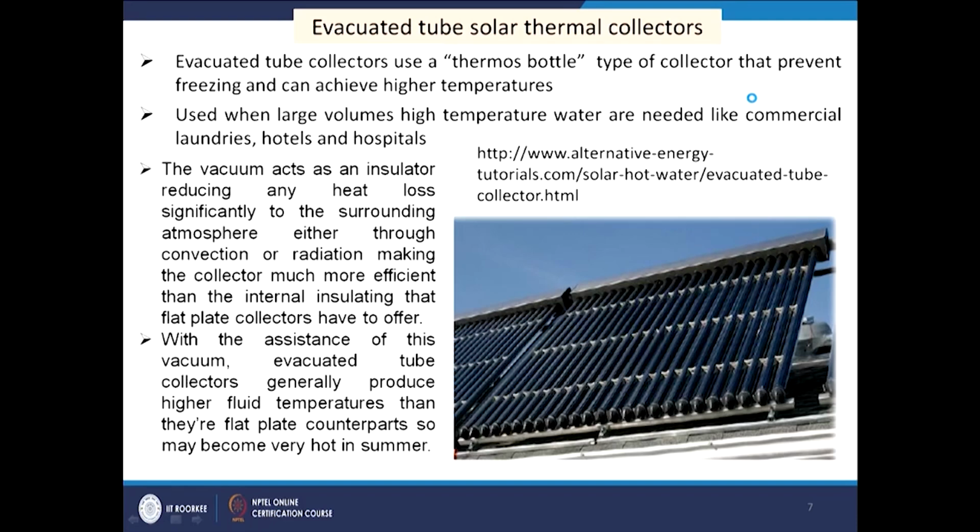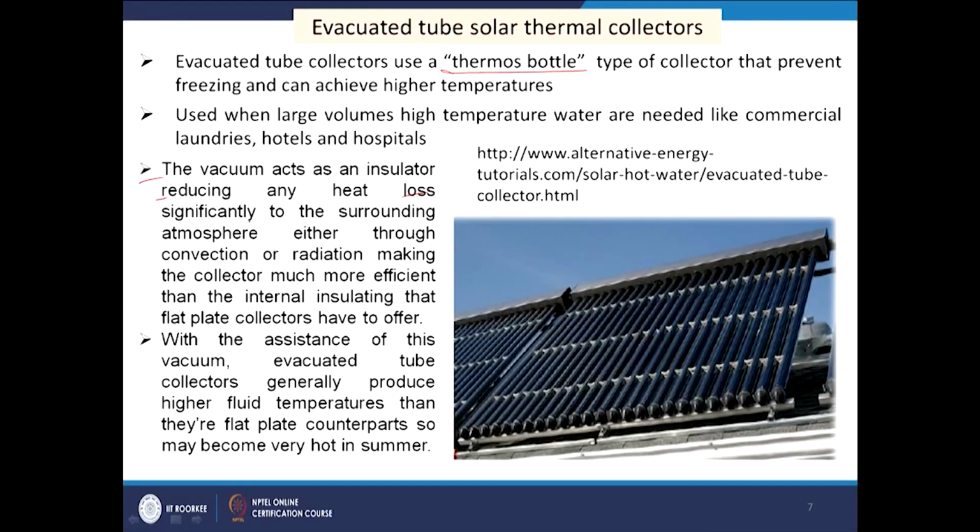These collectors are thermos bottle type arrangements. In this case a vacuum is created, and due to the availability of the vacuum, it is able to give high temperature water. So the temperature at the outlet of this collector is more than that of the flat plate collector, and the vacuum acts as an insulator, reducing heat loss significantly to the surrounding atmosphere, either through convection or radiation, making the collector much more efficient than the insulation that flat plate collectors have to offer.